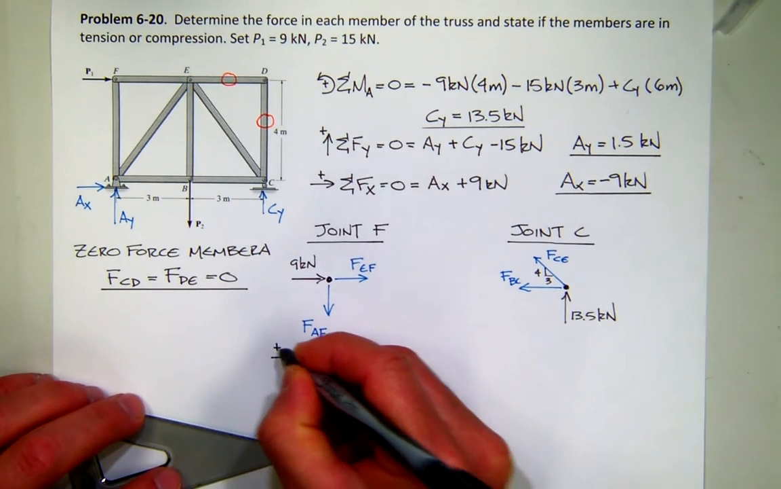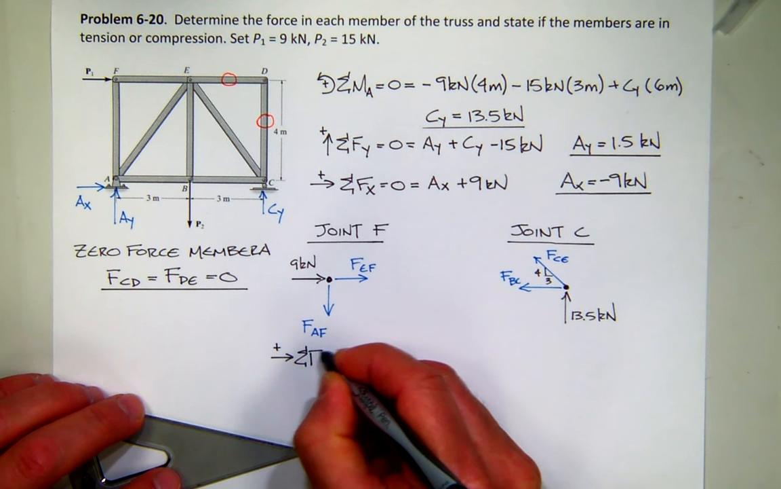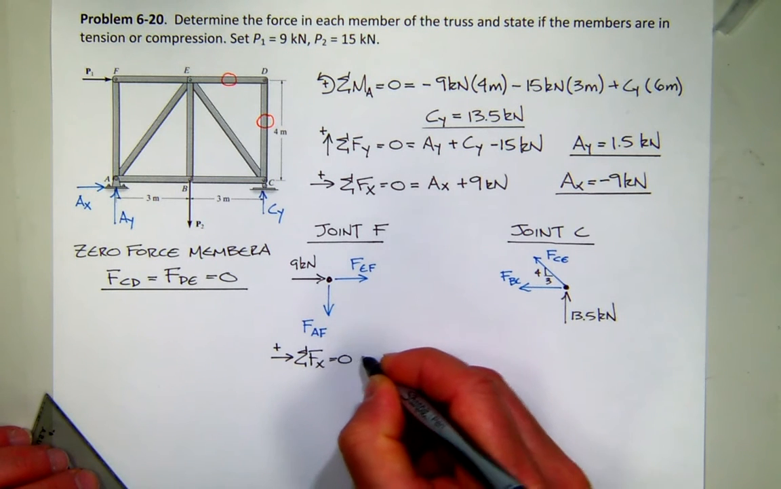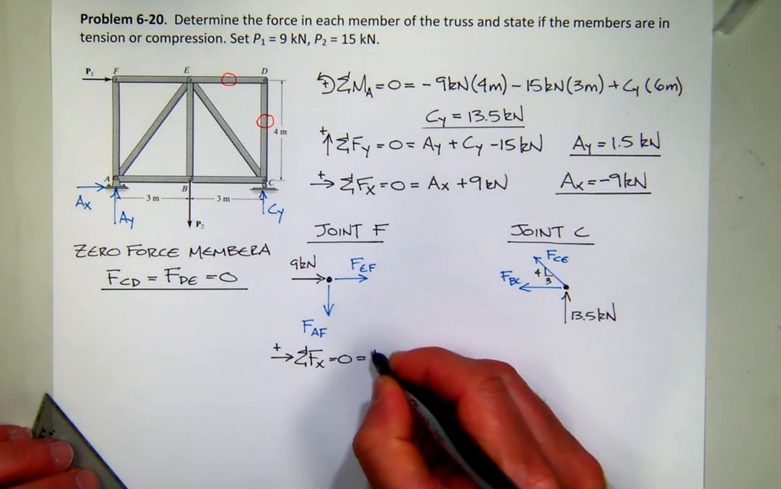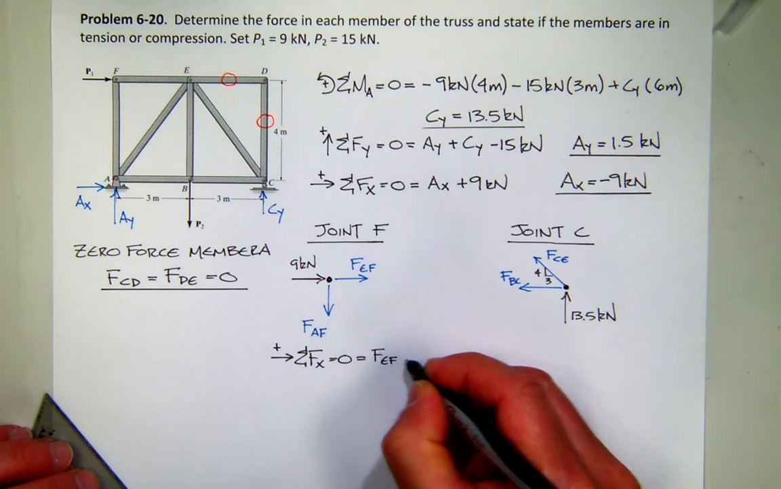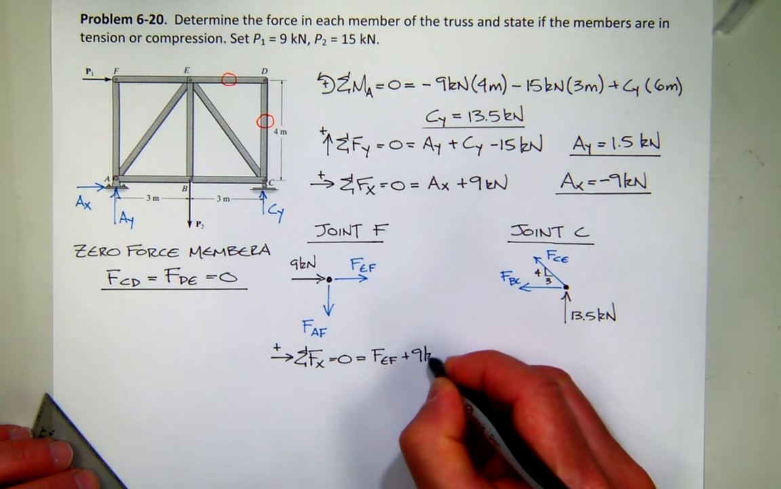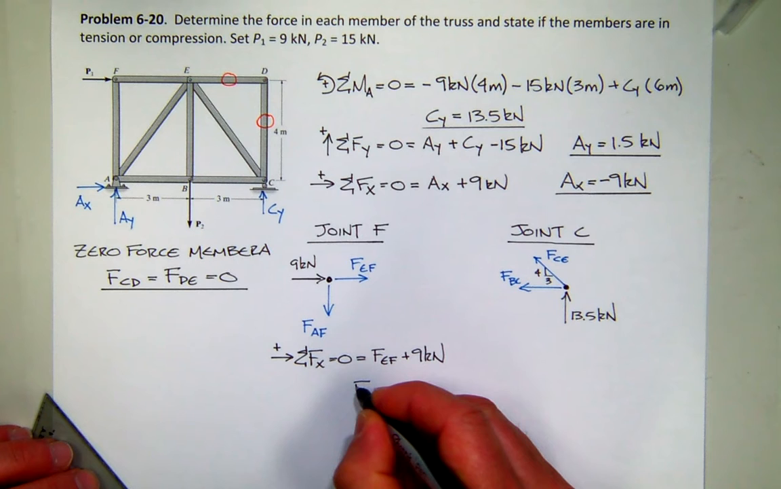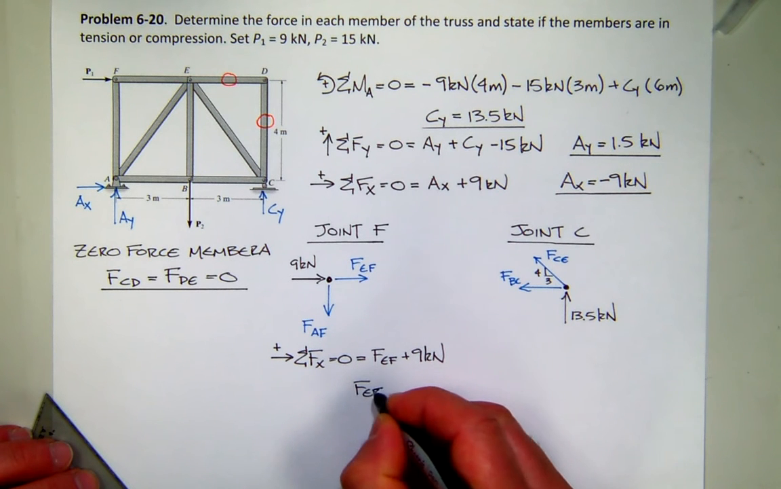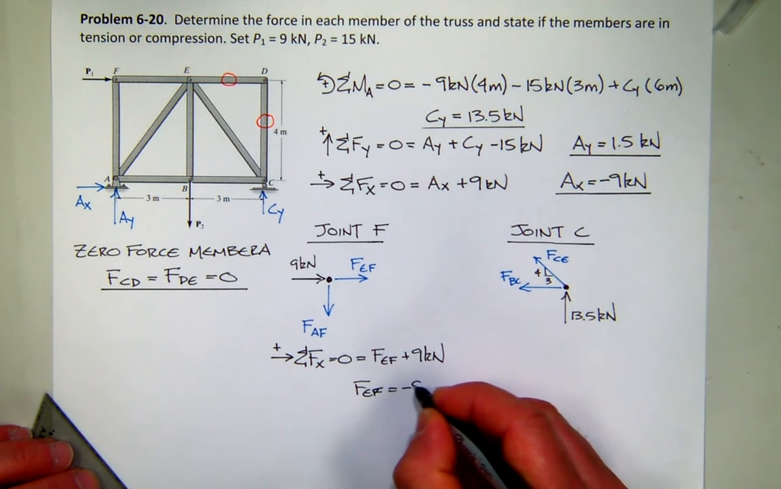So if I sum forces in the x direction, make sure equal to 0, I have the force EF to the right and then my 9 kilonewton force. So it looks like the force in EF is minus 9 kilonewtons.